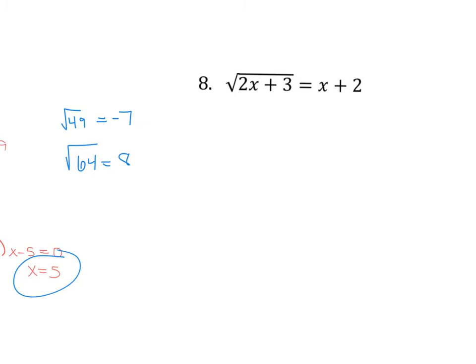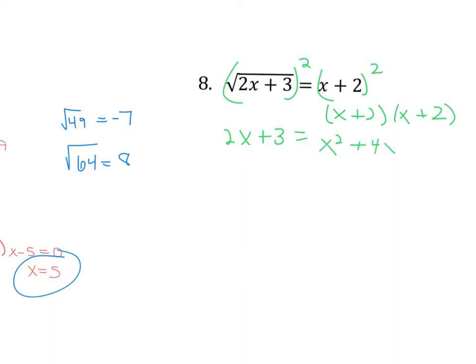Okay, so number 8 is going to be really similar. Our radical is isolated. We're going to square both sides. So we have 2x plus 3. And then we're going to square that right side, x plus 2 times x plus 2. Kind of do that in my head and simplify it all at once. And we get x squared plus 4x plus 4 after we add our like terms. Once again, we're going to get everything to one side. So I'm going to subtract the 2x, subtract the 3.